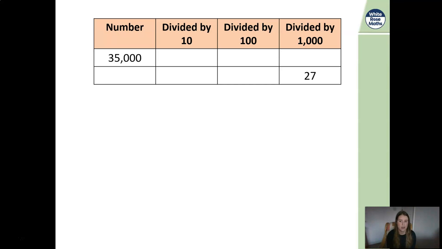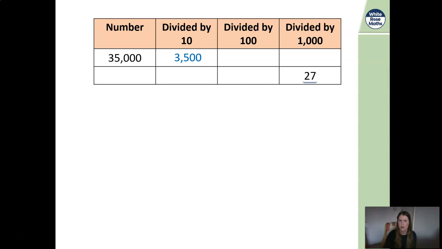So let's apply that knowledge and see how you get on. We're going to start with our number 35,000. Now we're going to divide it by 10. We know it's got to get 10 times smaller, which means my number has to be a smaller digit. We know that 35,000 divided by 10 is going to give us 3,500. From there, I can now work out how to make that number 100 times smaller and 1,000 times smaller.